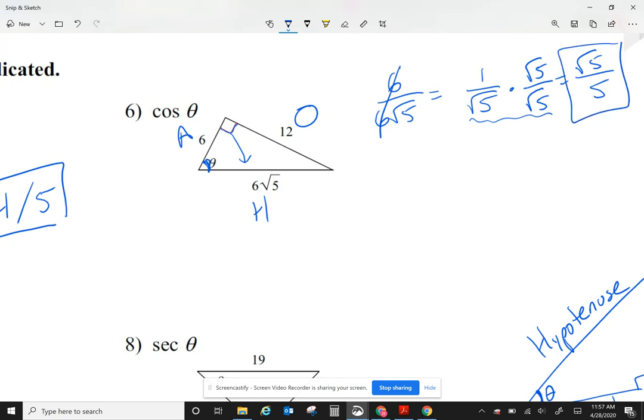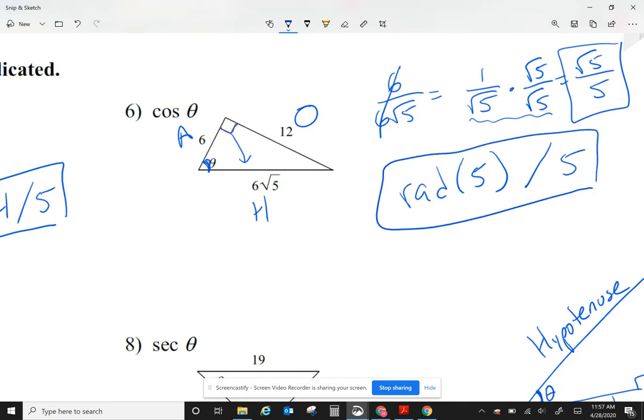Radical 5 over 5. I cannot cancel those 5s because the 5 on the top is a radical, the 5 at the bottom is a whole number. I can cancel a whole number with a whole number and a radical with a radical, but I cannot mix and match. So my answer is radical 5 over 5. How do I type this? Radical 5. So I do rad 5. Notice I put the 5 inside parentheses because there's a 5 inside the radical symbol. So I put rad 5, so radical 5 over, so backslash 5. Do not put any spaces. It's all together. So radical 5 over 5.